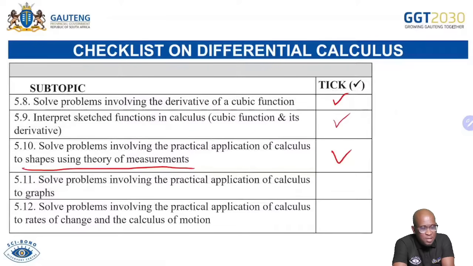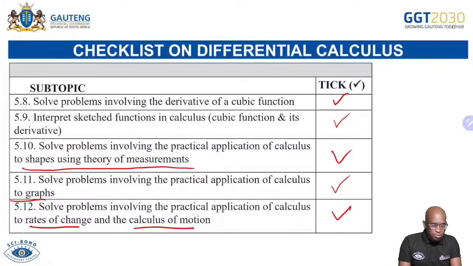So that is optimization now. Solve practical problems of application of calculus, okay? Solve problems involving the practical application of calculus to graphs, where you determine the maximum distance between two functions and so on. All right, solve problems involving practical application of calculus to rate of change and the calculus of motion. So those are things that you actually need to master and know. All right, so that would sum up the checklist as far as calculus is concerned.